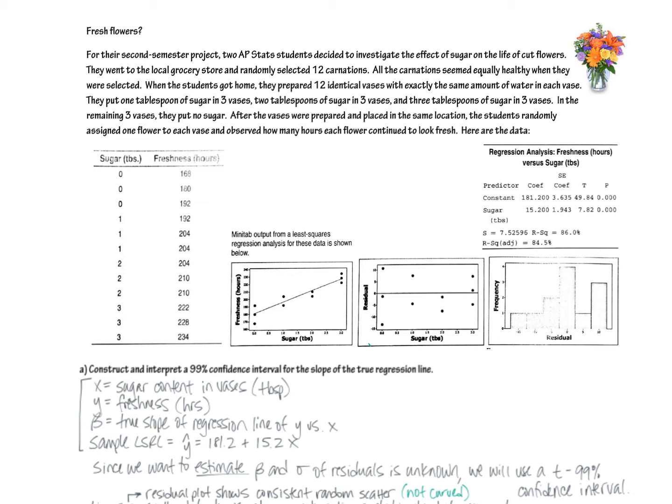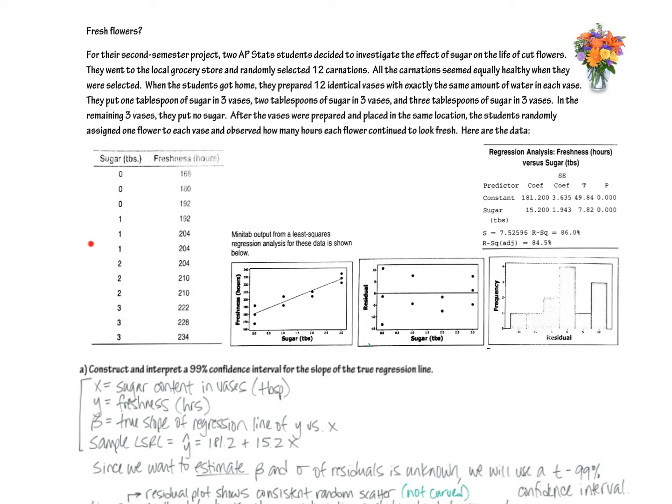So we've got these two AP Stats students, and they're taking carnations, which is a type of flower, at a grocery store. And they're trying to figure out if they can grow better if you put sugar in the water. I never knew this was a thing until I started looking at this problem. But what we have is 12 identical vases with exactly the same amount of water in each vase. And 1 tablespoon of sugar goes into 3 vases. 2 tablespoons of sugar goes into 3 vases. 3 tablespoons in 3 vases. And then the other 3, they put 0 sugar.